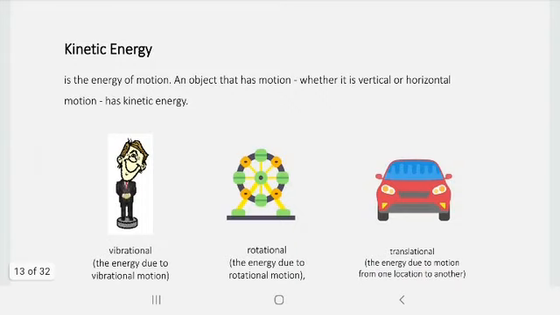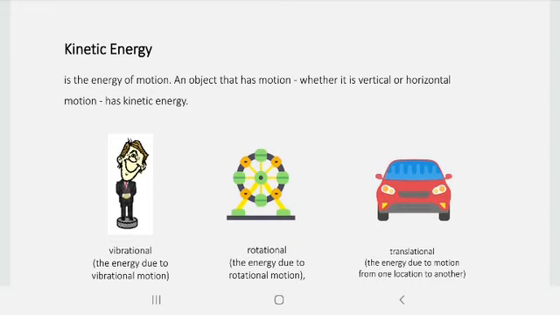In this one, we will talk about kinetic energy. So, potential energy was stored energy due to the relative position of an object, di ba? O, ito naman kinetic energy when that object is moving. That object has kinetic energy. An object that has motion, whether it's vertical or horizontal, has kinetic energy.